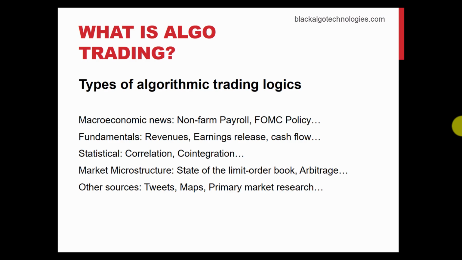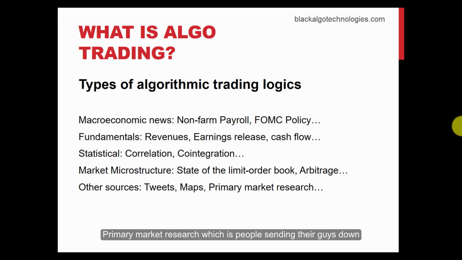Things like that. We have funds using maps to analyze geographical areas, maybe to identify things related to commodities, oil, agriculture, etc., to try to get information in order to trade it. Primary market research, people sending their guys down to get an idea on future economic growth, for example.